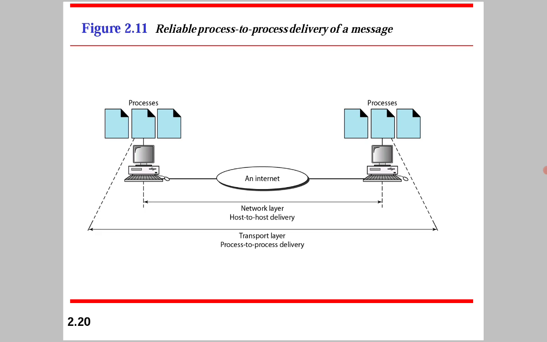So in this diagram, what is host to host delivery and process to process delivery? In the transport layer, generally the data is transferred process to process. It is also called process to process delivery, whereas in the network layer it is transferred host to host.